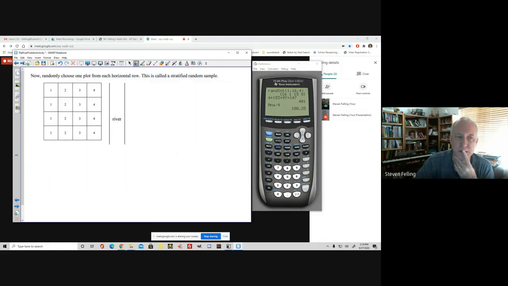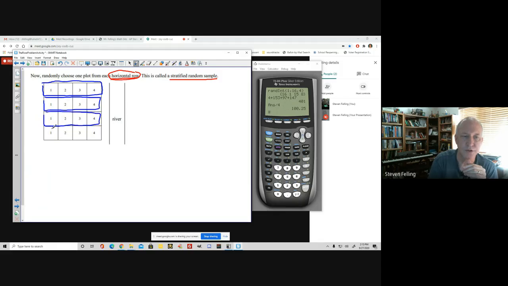Now, what would it be if we did what's called a stratified random sample? You remember how we said in cluster sampling, we would divide the population into groups and then randomly pick groups, but take everything in there. This time I'm going to divide them into groups by the horizontal row. Like this is a group, this is a group, this is a group, and this is a group.